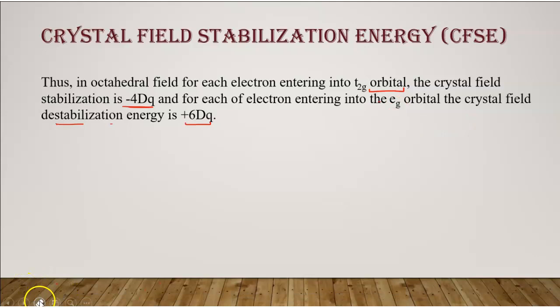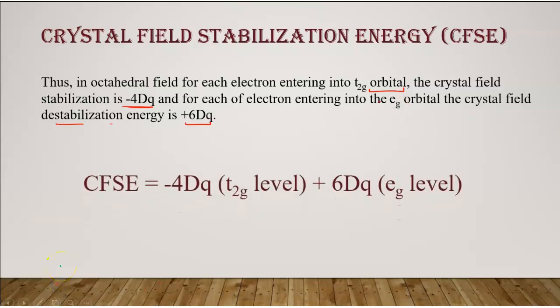Okay, so proceeding further, let me first change the color of the pen. Correct. So that is how you are going to calculate your CFSE: minus 4 dq multiplied by the electrons present in your T2g level, plus 6 dq multiplied by the electrons present in your Eg level. Correct. So this is how you are going to calculate your CFSE. You will eventually understand when we take up some examples.